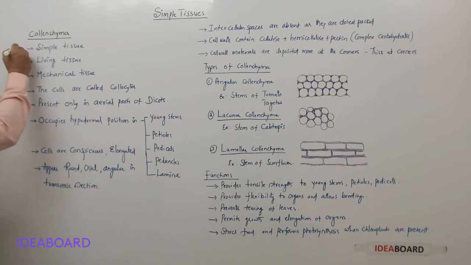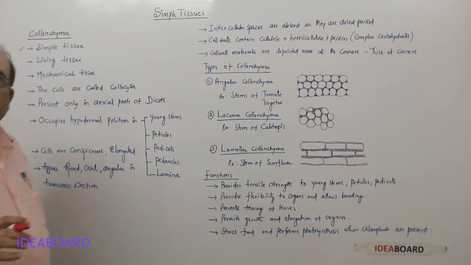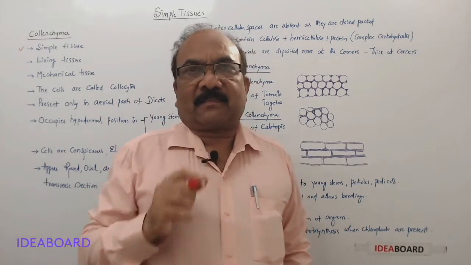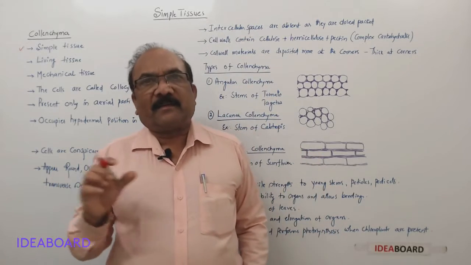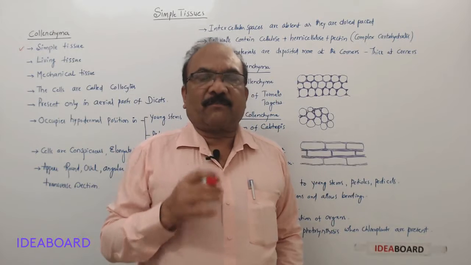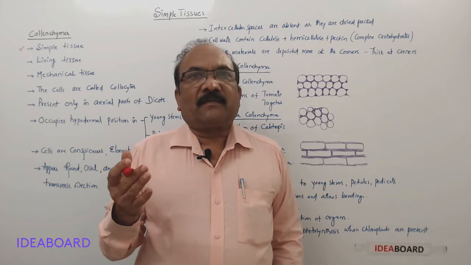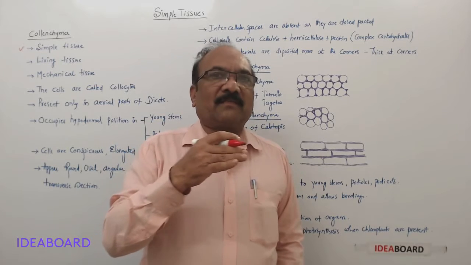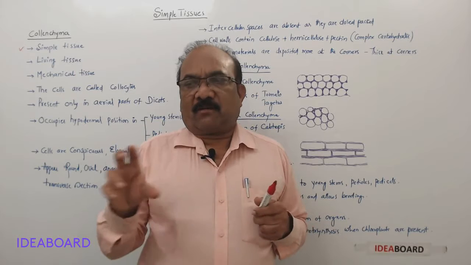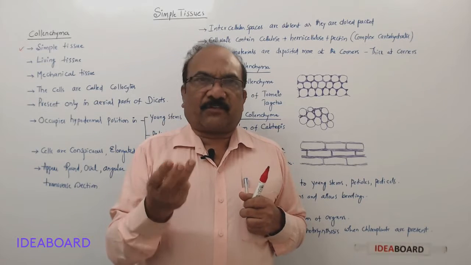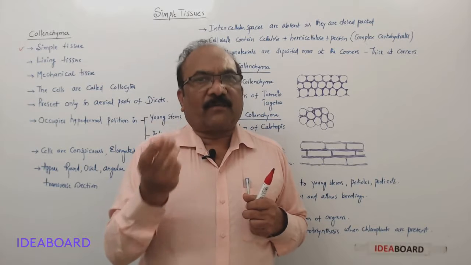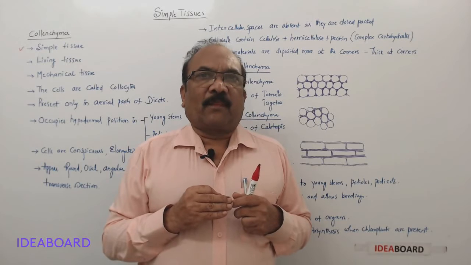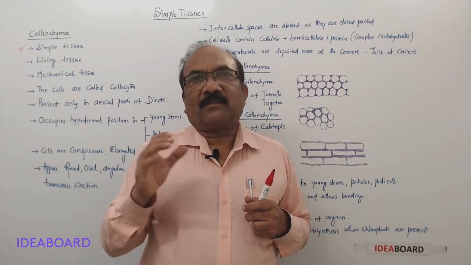This collenchyma is a simple tissue. I hope you know what is meant by simple tissue: a group of similar cells, or identical cells, which are structurally similar and similar in origin as well as function. So in all aspects they are similar, structurally, origin wise, and functionally. Such tissues are called simple tissues.